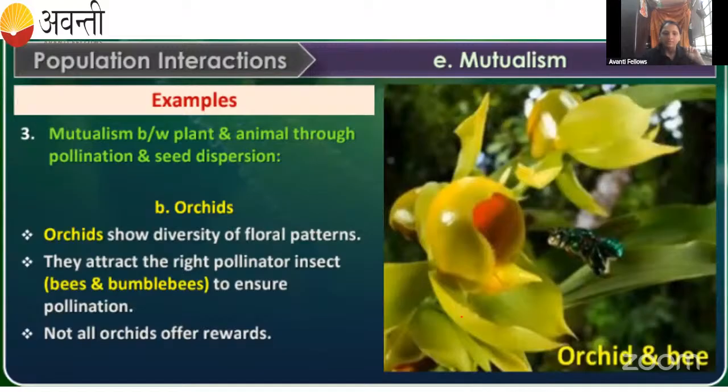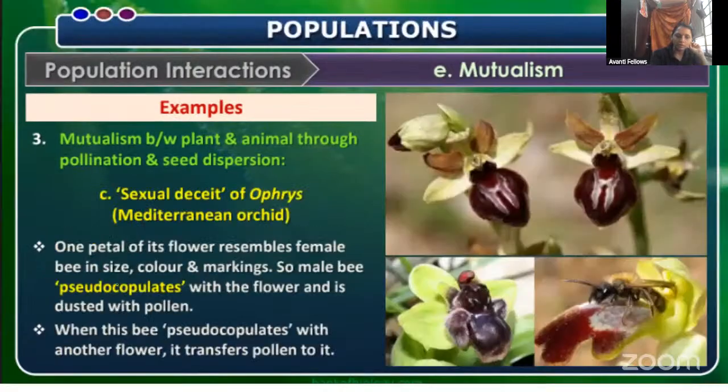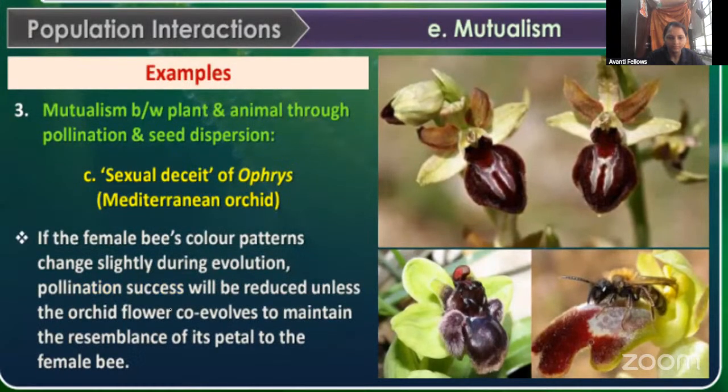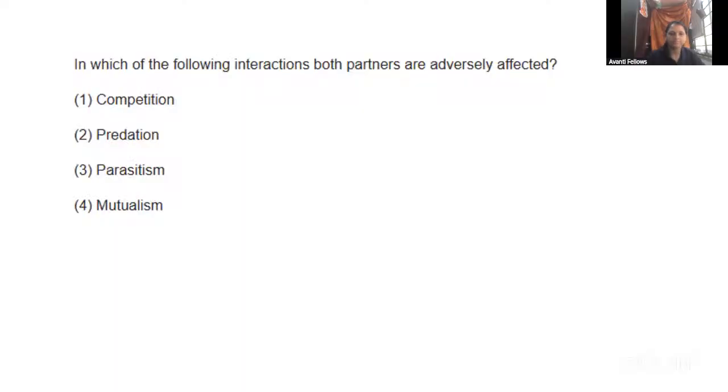Another example is the orchid. The orchid is pollinated by the bees. And you also know that there is another case, sexual deceit. The orchid flower modifies itself, changing the flower shape for pseudocopulation, so that the wasp will think that it is a female and go for pseudocopulation, and then it will release the pollen grains. So that is another level of pollination. Remember that, it is by the bee, not by the wasp.